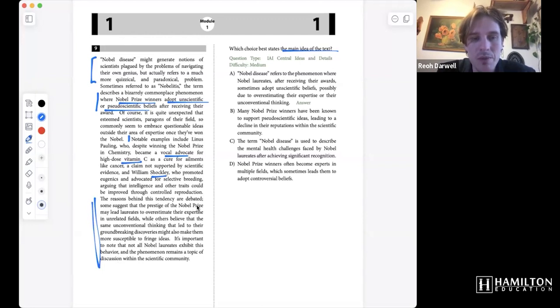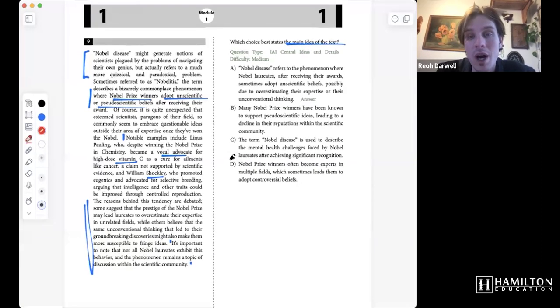The reason behind it is debated, but one thing is that the unconventional thinking that led to their groundbreaking discoveries might also make them more susceptible to fringe ideas. And then, a little caveat here, right? Not everyone does this. So I'm going to look at our wrong answer choices first to show what's wrong with them. Okay.